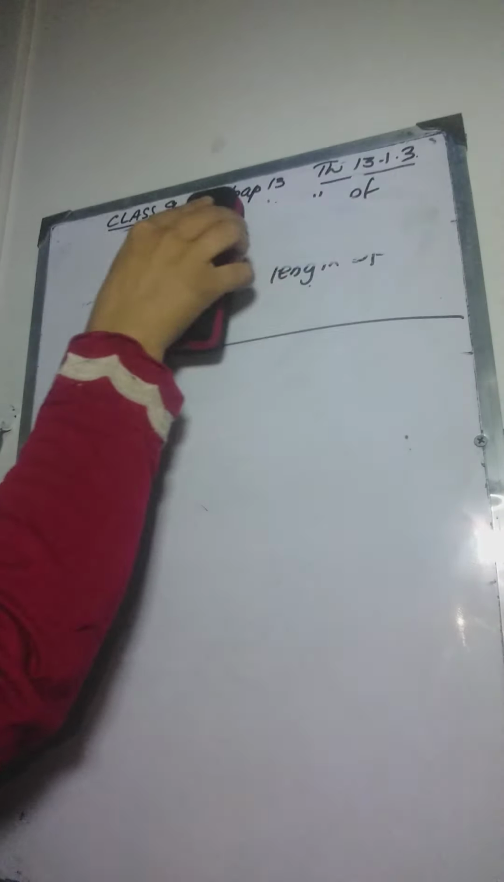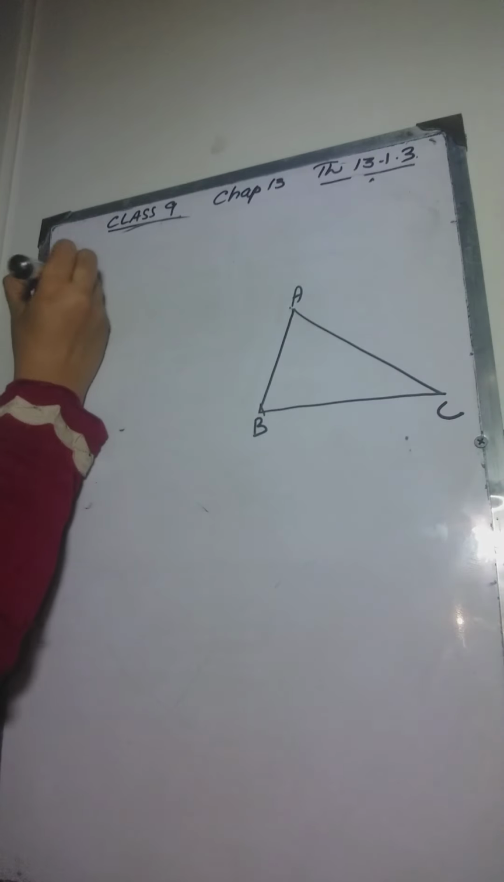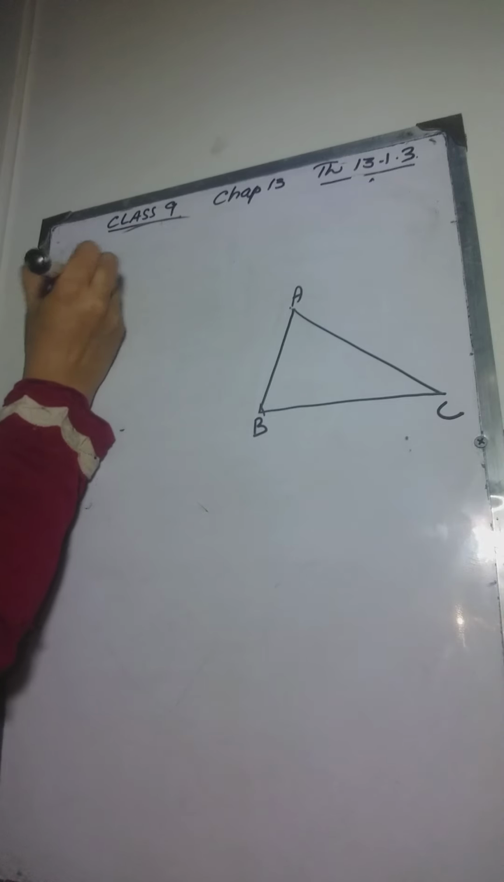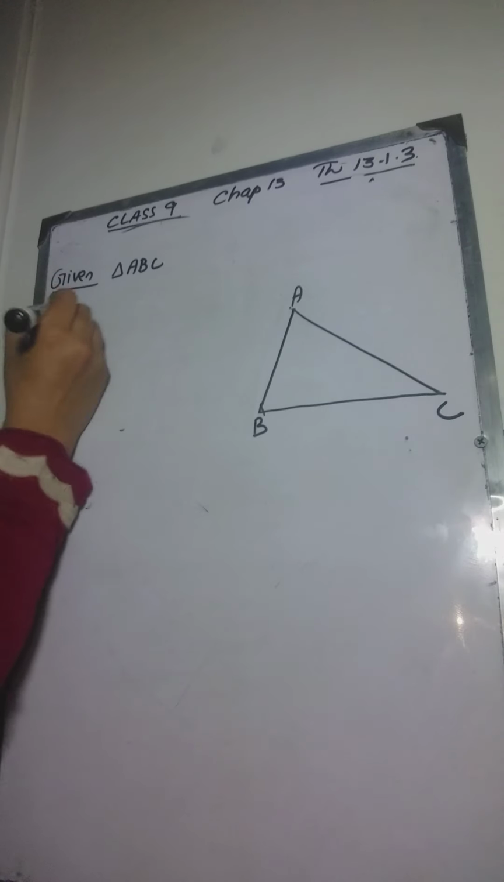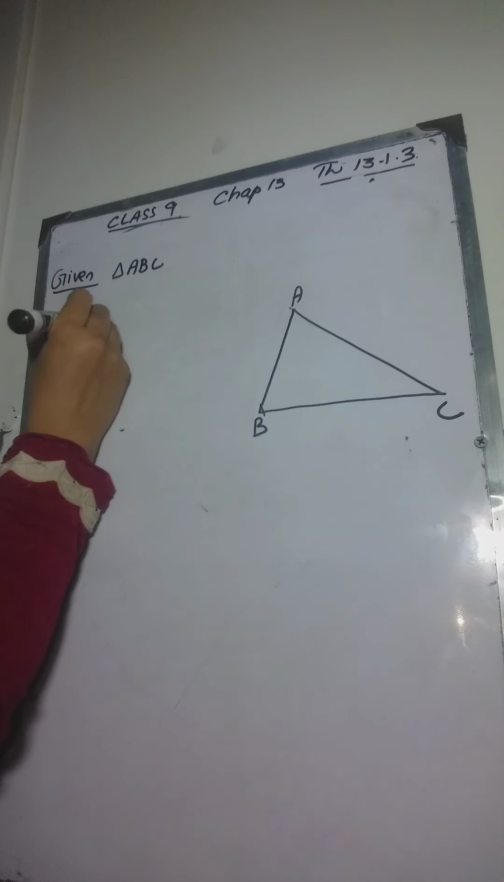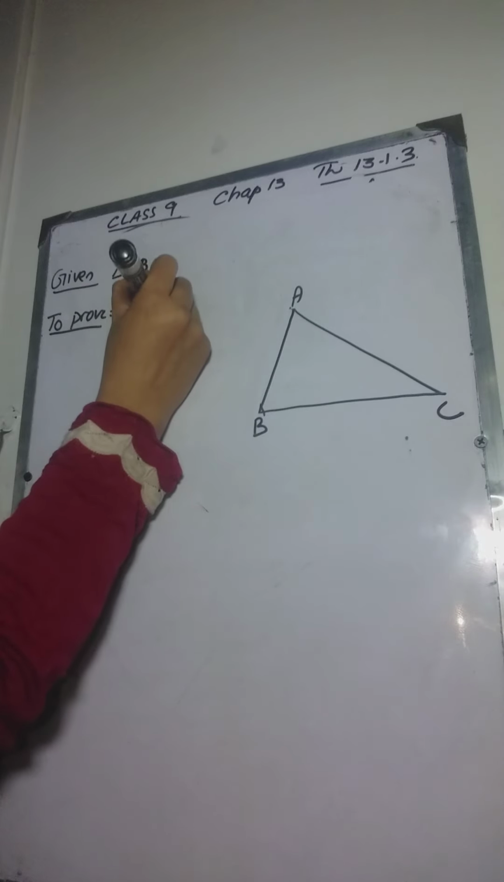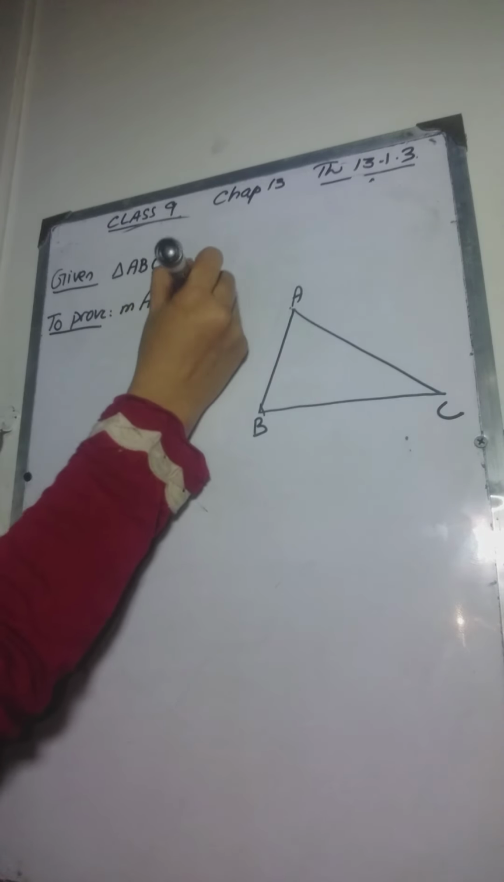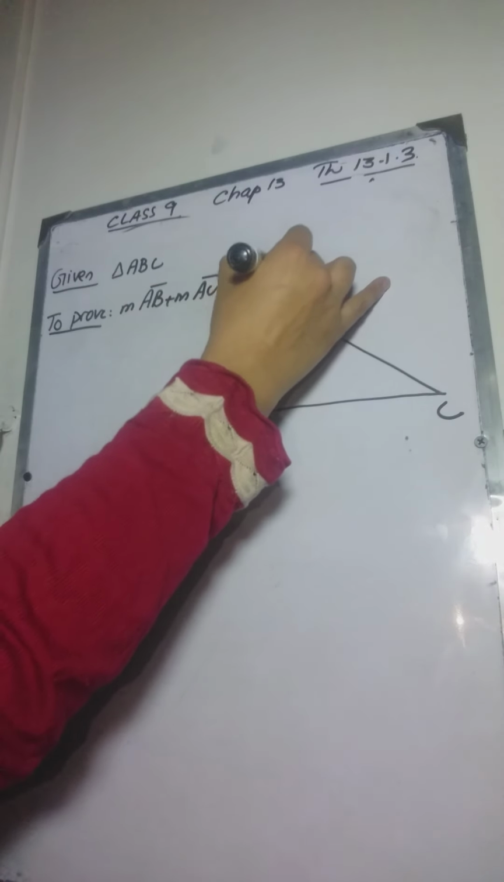Now we are given a triangle only, and we are going to prove the relation between these two sides and the third one. So this is the triangle given to us. In the given, we have triangle ABC, and we need to prove that the measurement of AB plus the measurement of AC is greater than the measurement of BC.